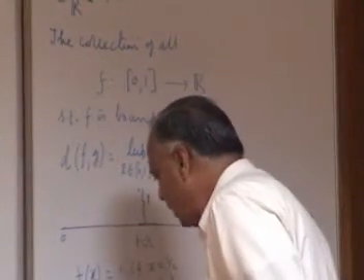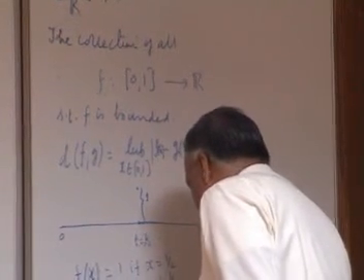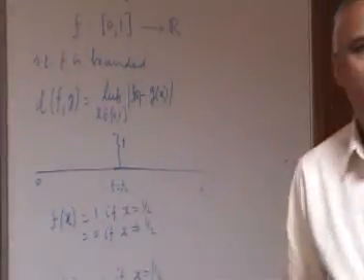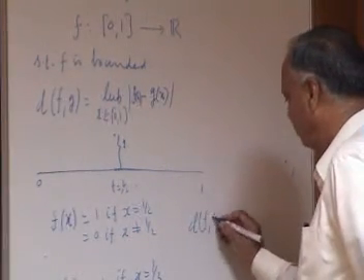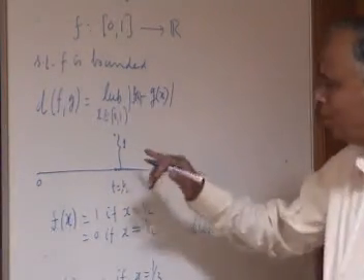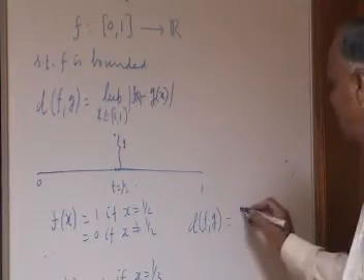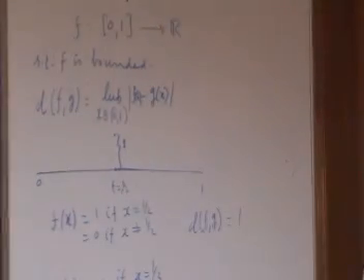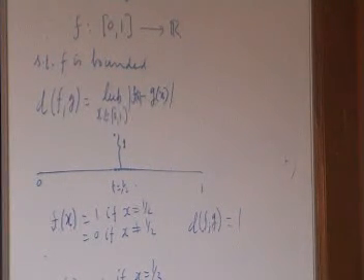Take another function g of x which is equal to 1 if x is equal to 1 by 3 and 0 if x is not equal. That is also a bounded function. What is the distance between these two? Look at the difference function. It will be 1 in absolute value at half and also 1 at 1 by 3. The maximum of the difference will therefore be equal to 1. The difference will be either 0 or 1 or minus 1. If you are taking the absolute value, the difference will be either 0 or 1, and therefore the maximum will be 1.